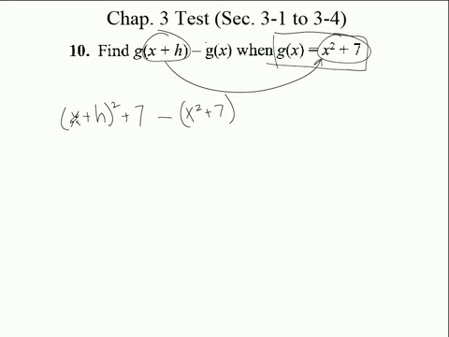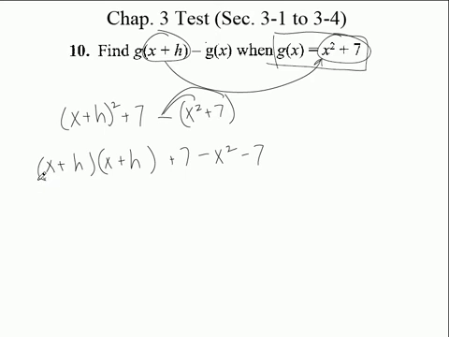So let's do it. X plus h quantity squared. This is a binomial times a binomial, so we need to do the FOIL method. Now some of you guys should know how to do this in your head. We've talked about that before, but let's just write it out just in case you don't see it. And then what? Plus 7 minus x squared. Don't forget to distribute that negative, and then it's going to be minus 7.